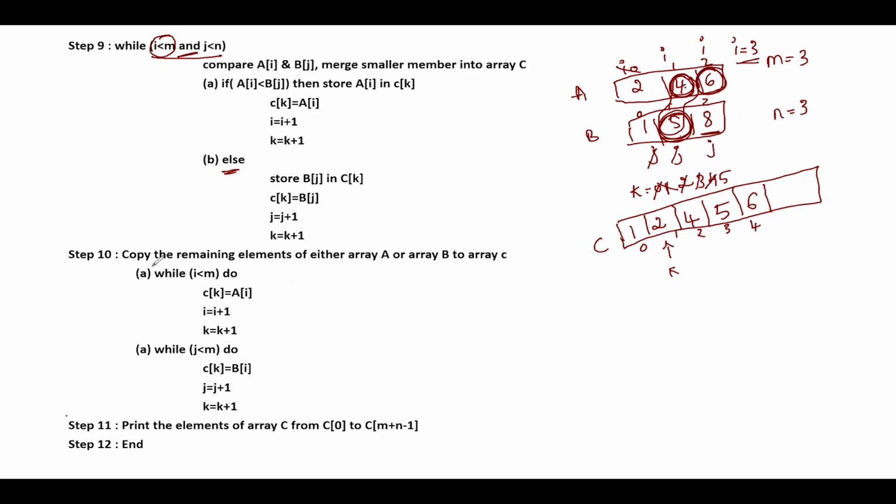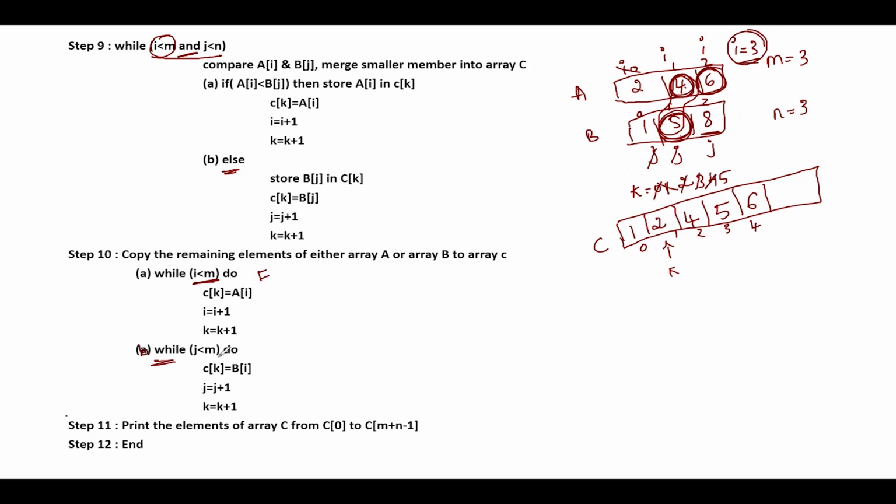So for that, we have this. Copy the remaining element of either array A or array B into array C. So how am I comparing? I should check both the arrays, which one is lesser. So first I'm comparing while I is less than M. No, I is not less than M because we have completed with all the elements here. Hence this is false. So I'm going to come to the next while loop.